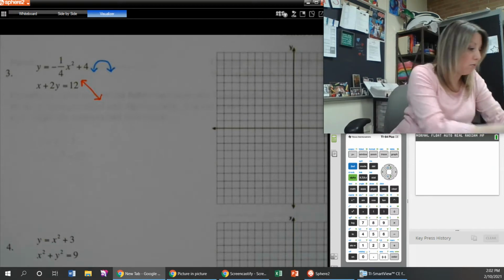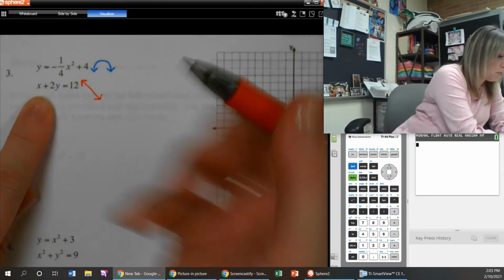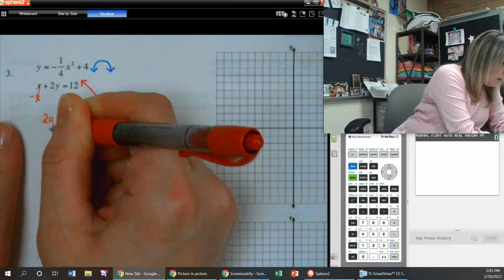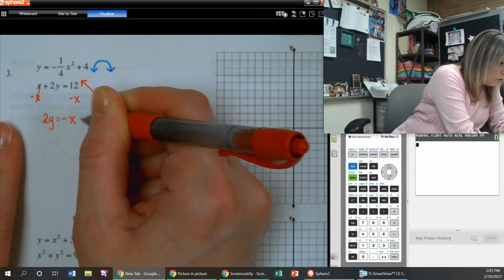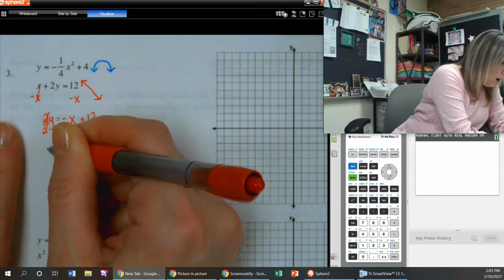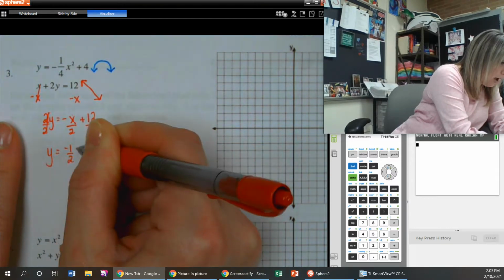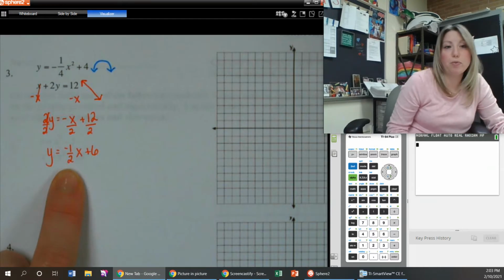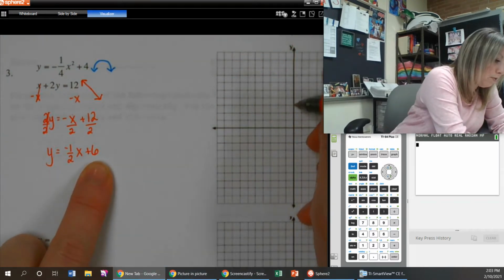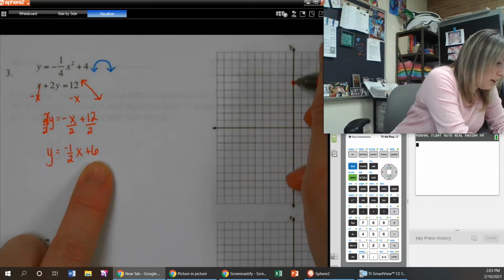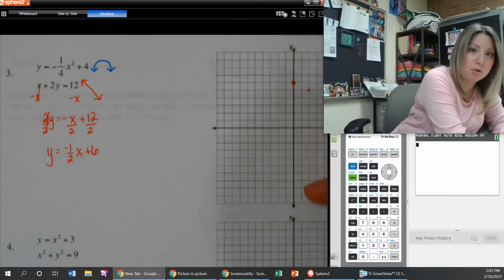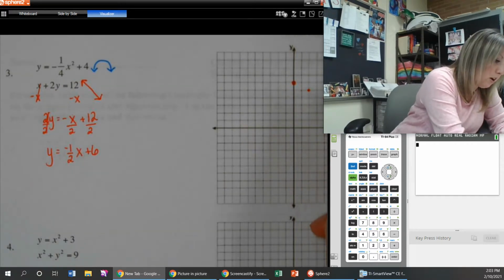Convert this into y equals mx plus b form for your line. Subtract that x over, and we get 2y equals negative x plus 12, and then divide everything by 2. So you get y equals negative 1/2 x plus 6. Your slope is negative 1/2, and your y-intercept is 0, 6. 1, 2, 3, 4, 5, 6. And down 1, right 2. So that's why I drew my sample line that way. Down 1, right 2.